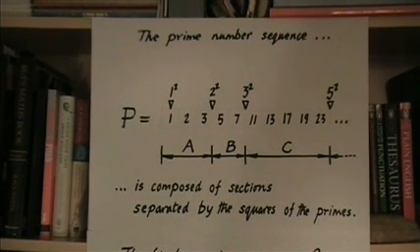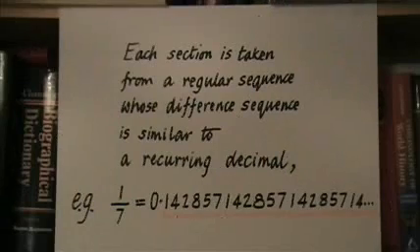So there are the squares of the primes up at the top, 1 squared, 2 squared, 3 squared, 5 squared, and they mark the beginnings and ends of the sections of the primes. So section A is 1, 2, 3, section B is 5 and 7, section C is 11, 13, 17, 19 and 23. And this doesn't just apply to the first 3 sections, it applies ad infinitum, which we shall say again in just a moment.